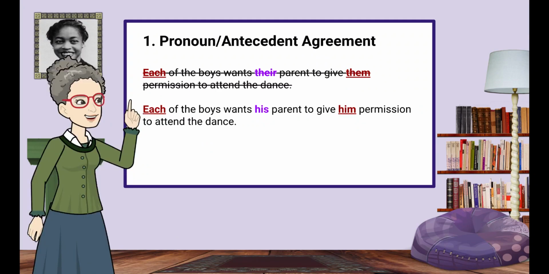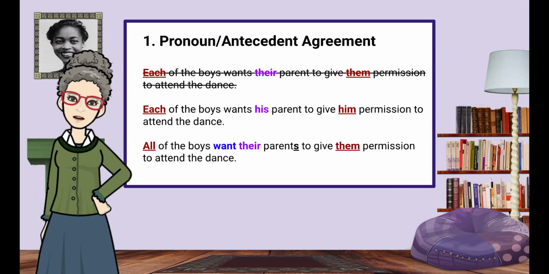So we need to change the sentence to read, each of the boys wants his parent to give him permission to attend the dance. Now both pronouns and the possessive adjective agree because they are singular. However, the best solution could be to be as inclusive as possible by changing all of the related words to their plural forms. All of the boys want their parents to give them permission to attend the dance.